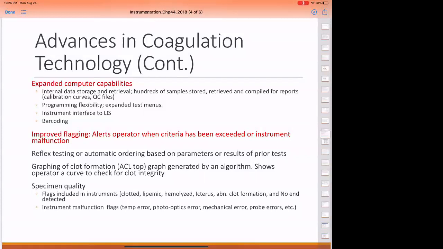The specimen quality is very important when using these instruments. Flags are included in instruments that will let the operator know if a sample is clotted, lipemic, hemolyzed, icteric, or if there is an abnormal clot formation or no end clot detected. Also, you would get flags from the instrument if there's some sort of malfunction, such as a temperature error, a photo optics error, a mechanical error, or a probe error.